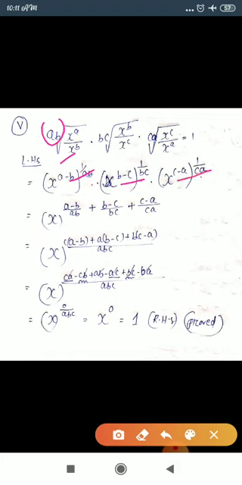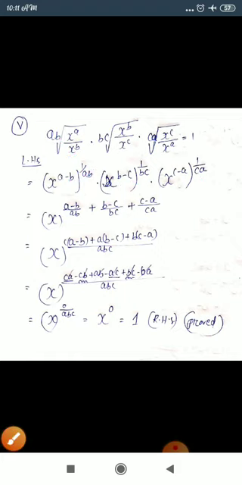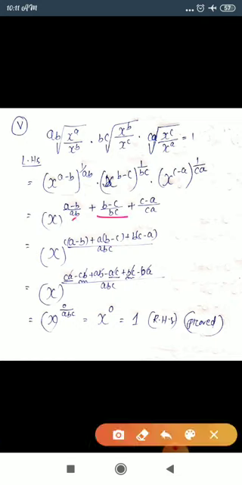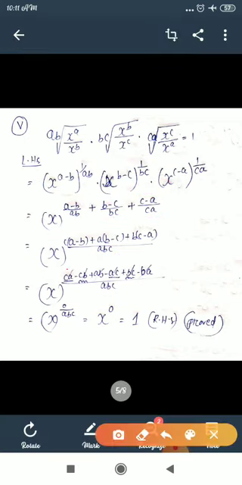Then after that, find the LCM. Like this we have multiplied and we have added here. Now just find out the LCM. LCM will be ABC, and here C times A plus B, here A times B minus C, and here B times C minus A. Now just multiply all that, you will get CA minus CB plus AB minus AC plus BC minus BA.